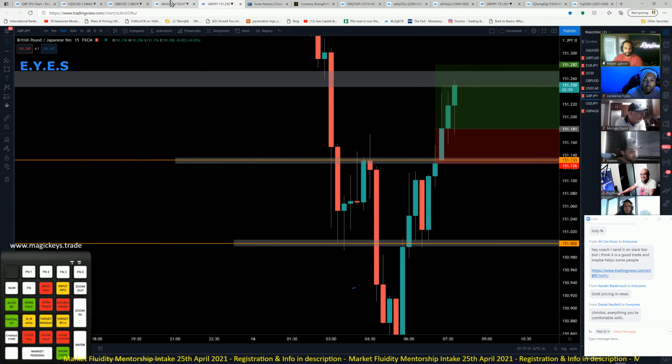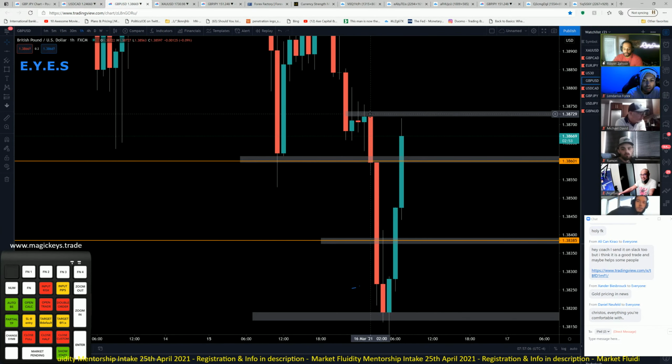Gold is stuck at this point. GJ is also approaching this resistance here. Wow, just before the news, we're setting up towards some zones at this point over here.